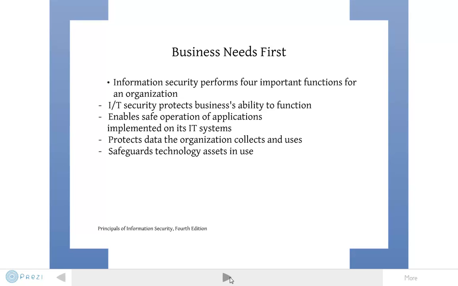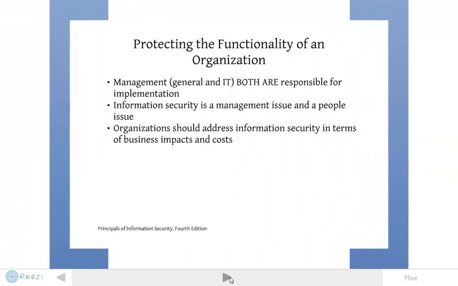We need to protect the data that the organization has. In the past, we talked about data being the most important asset that an organization has. The data is more important than the servers that are hosting the data. Sometimes the data is more important than the employees that the company has on its payroll. So that's why business has the need for security.